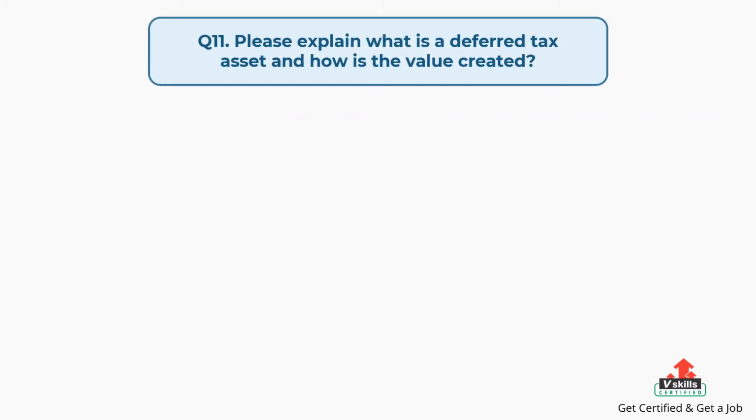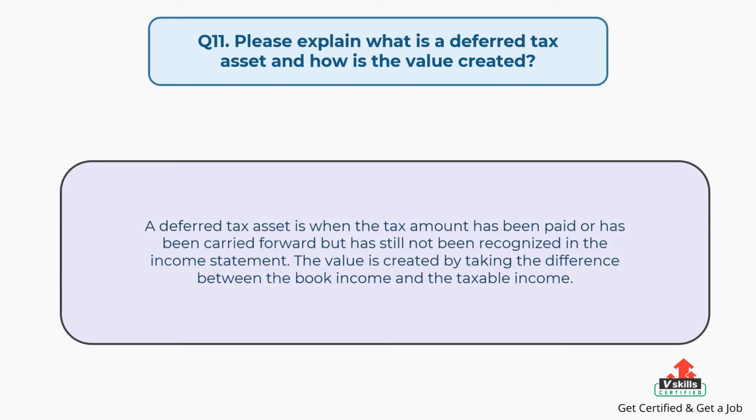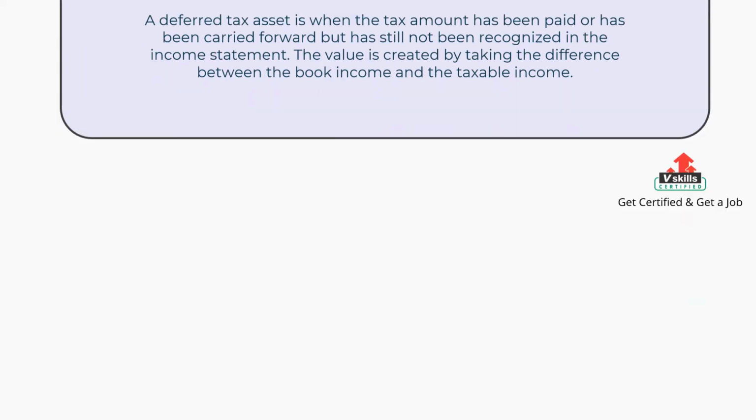Question number 11. Please explain what is a deferred tax asset and how is the value created? The answer is, a deferred tax asset is when the tax amount has been paid or has been carried forward but has still not been recognized in the income statement. The value is created by taking the difference between the book income and the taxable income.